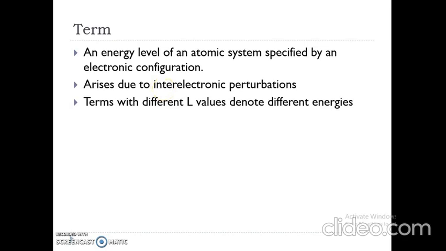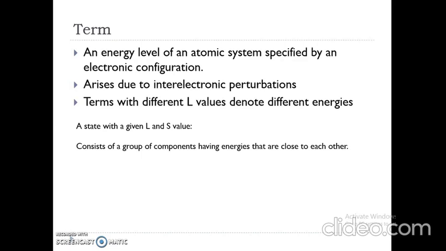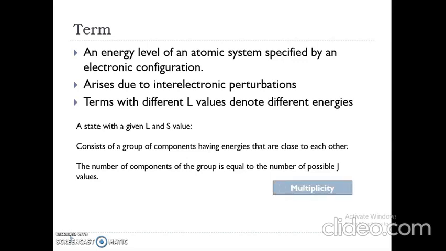Terms with different L values denote different energies. Consider a state with a given L value and a given S value. It consists of a group of components having energies that are close to each other, and the number of components of the group is equal to the number of possible J values, which we call multiplicity. Multiplicity is given by the formula 2S plus 1, where S represents the total spin quantum number.